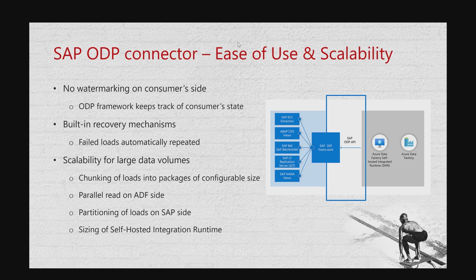So if you realize that the SAP side, the ODP side, or the provider on the left-hand side here can provide the data in a very fast way, then you can actually tune the number of readers on the consuming side to make sure that you read at a sufficiently high speed and basically retrieve the packages as they come in. So that's one way of tuning.